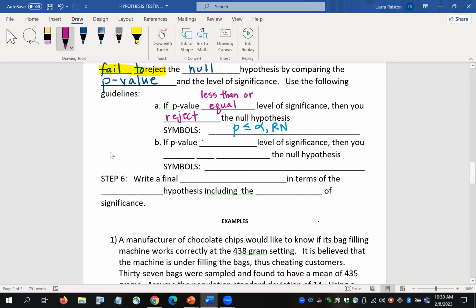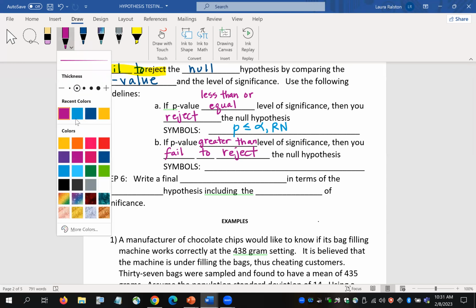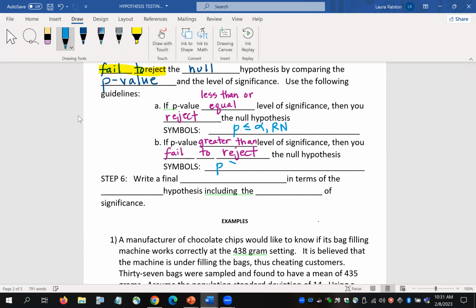If the p-value is greater than the level of significance, then you fail to reject the null hypothesis. In symbols, we write if P is greater than alpha, we fail to reject the null.